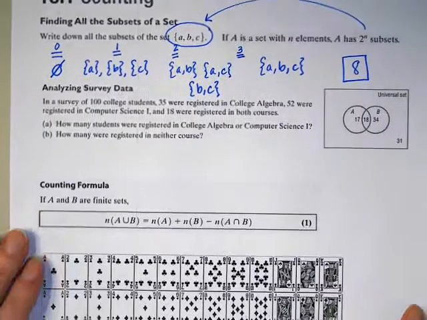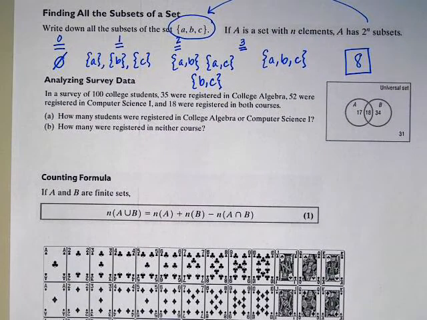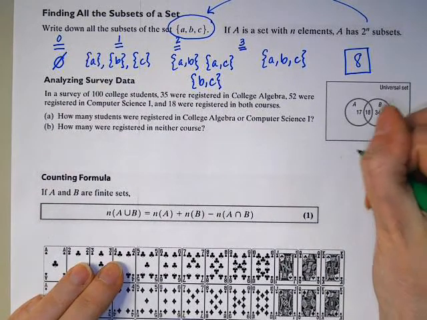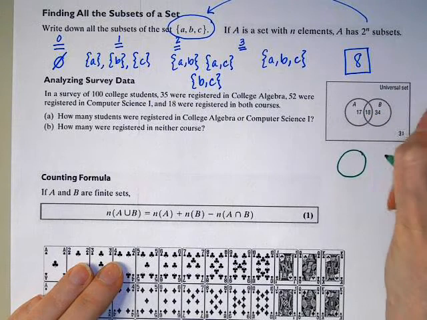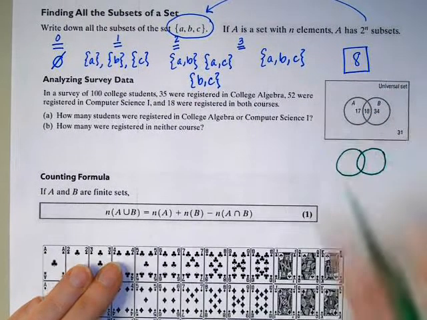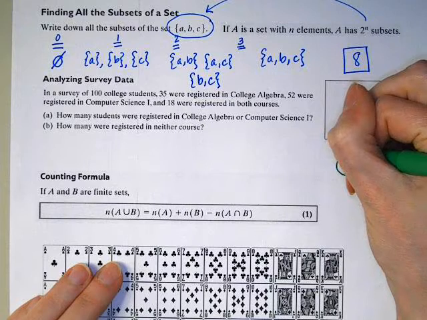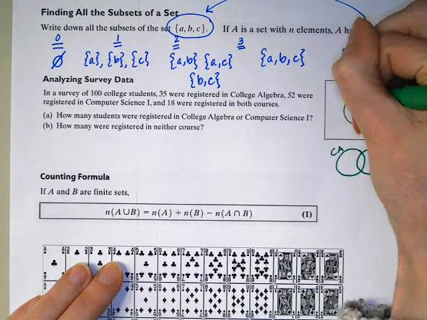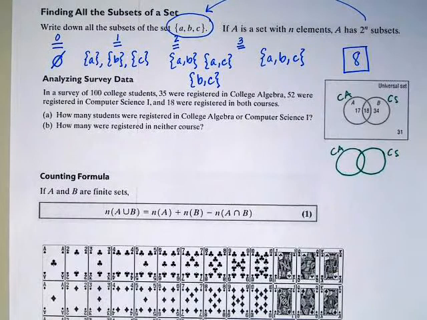All right, so now let's look at a Venn diagram example. It says, in a survey of 100 college students, 35 were registered in college algebra. And you know what, guys? I'm going to actually keep this, but I'm going to do it another way also, just in case this way makes more sense. So we'll call this college algebra and computer science.